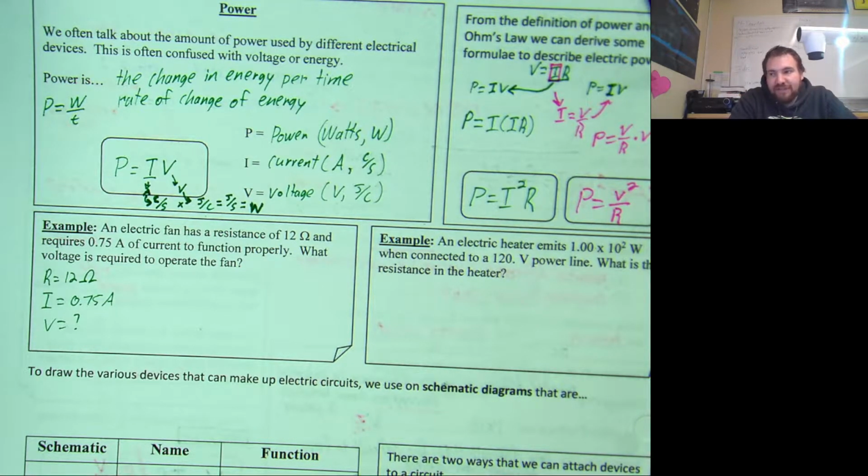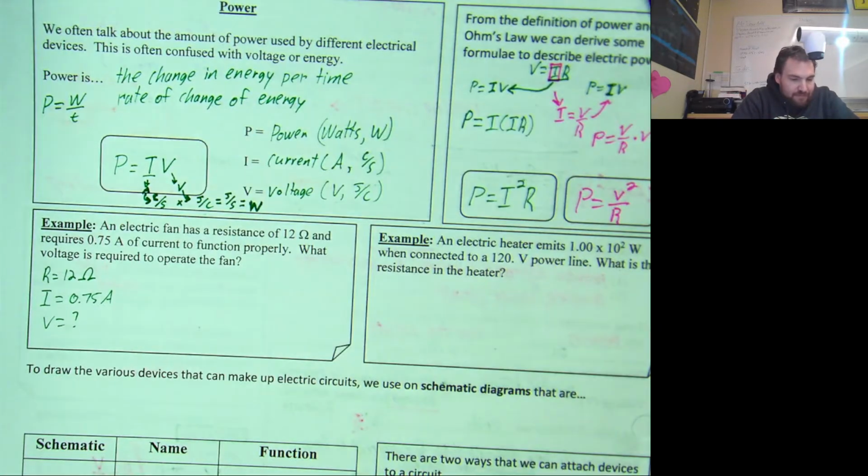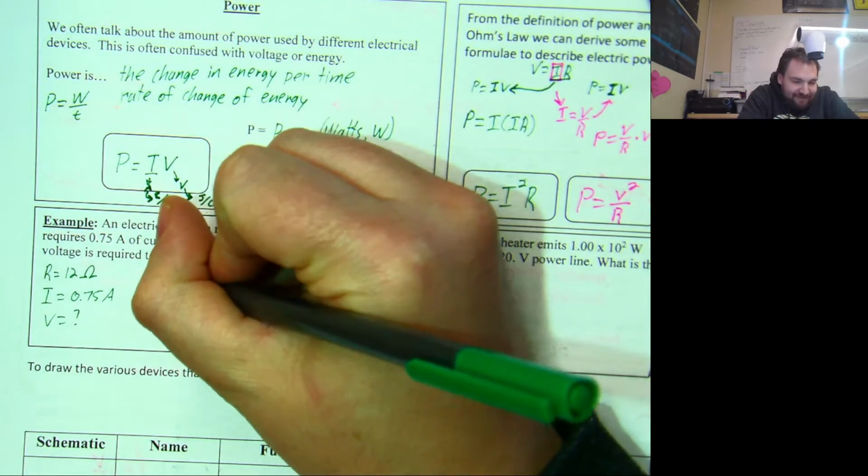So what relationship then are we going to use here? What am I looking for, Jasmine? Voltage. V equals IR? Love it.